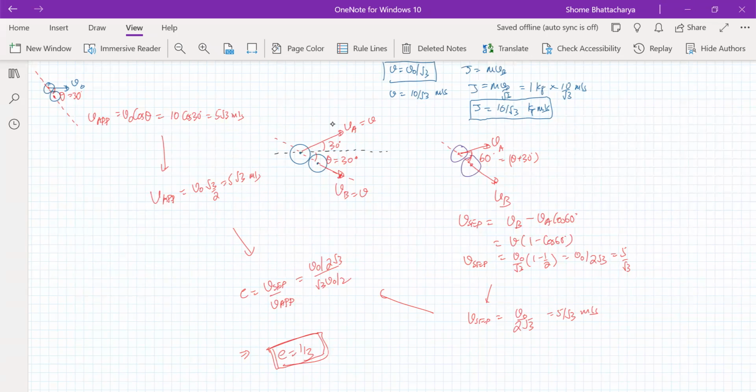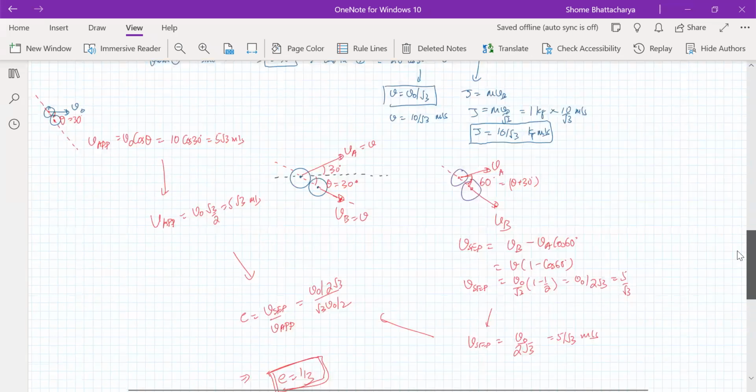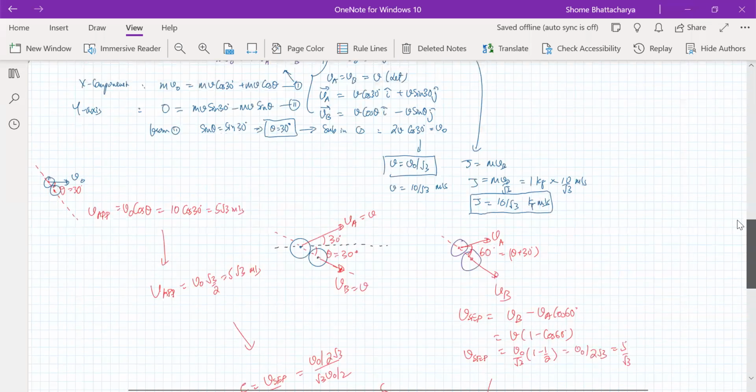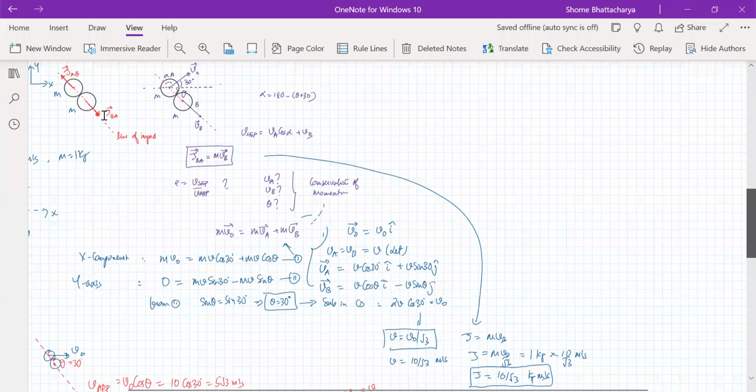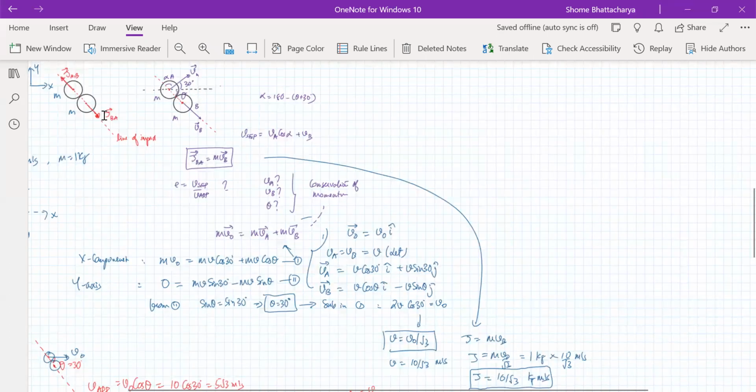Impulse is equal to change in momentum. Now look at the body B. It was at rest before the impact happened in this previous diagram. So its initial momentum was how much? 0. And now this impulse, this JBA, is coming and giving it the momentum. So directly that impulse is equal to MB, the final momentum. And below we have calculated what that VB is.